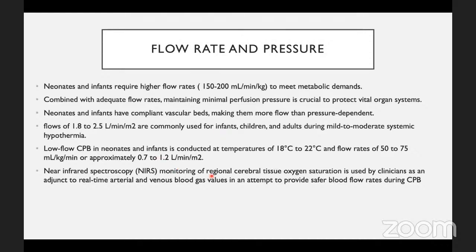Flow rates, as we said, yes, those are the flow rates. Go ahead.